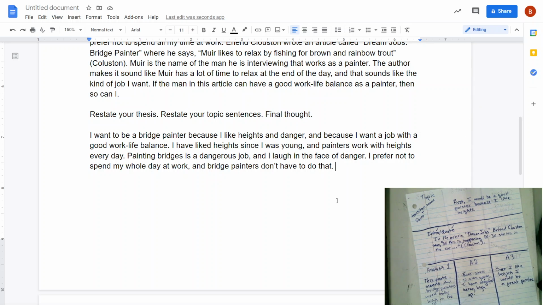Okay, that can be something like, I can't wait until I'm older to be a bridge painter. Or, bridge painting is the best job in the world, and I think you should look into it too. Or, if more people in this world were bridge painters, we'd live in a better place.